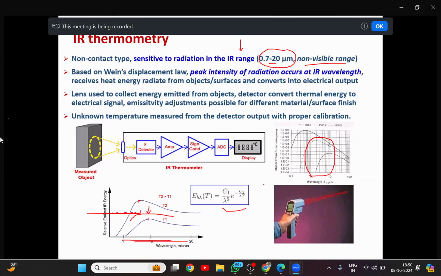So depending on the surface that you are pointing at, you must know the emissivity of that surface at that IR wavelength. Okay, if you do not know that, then it becomes difficult and you may get erroneous results.